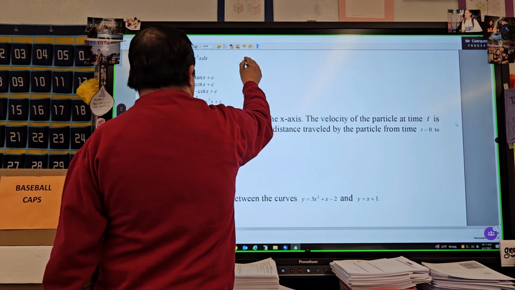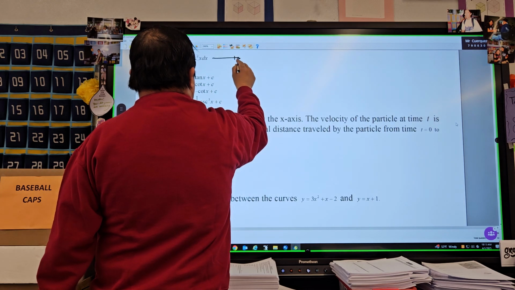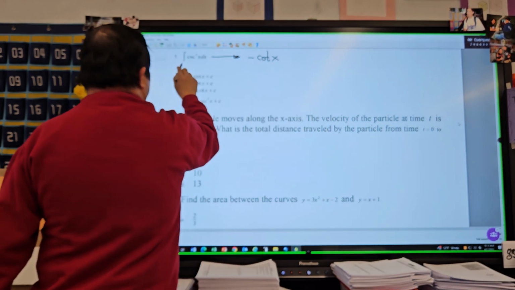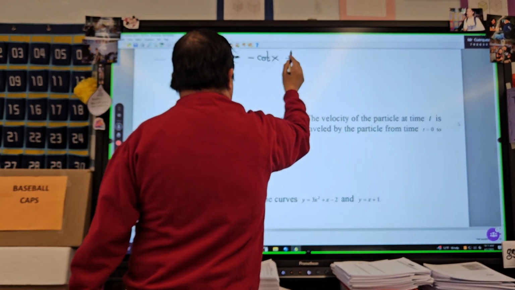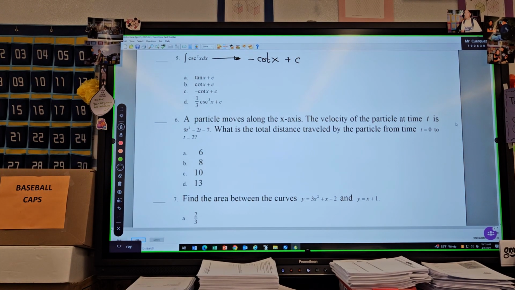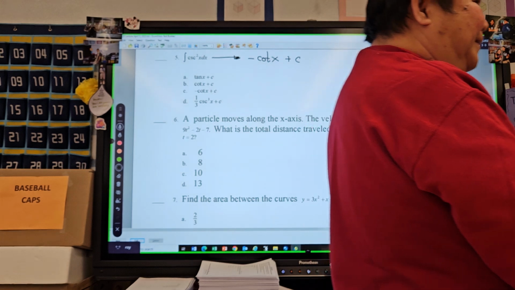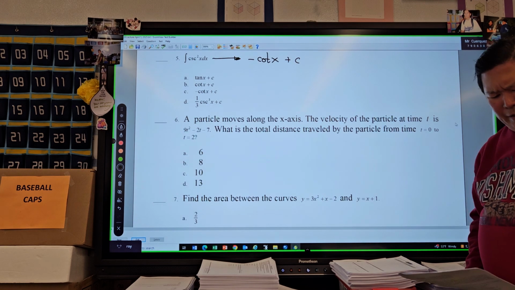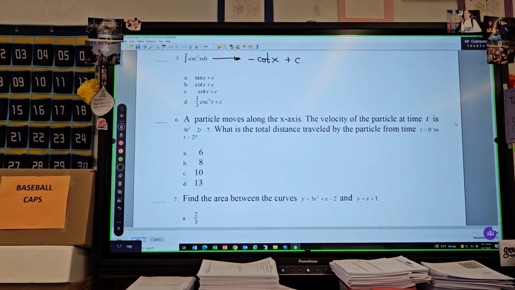Okay. So this means negative cotangent x, and then since this is indefinite, that means this has no limit, so plus the constant. Okay, and that's the answer, guys. Since there's no limit, it's plus C, right? And then the answer is close. So what letter is the answer? Letter C.